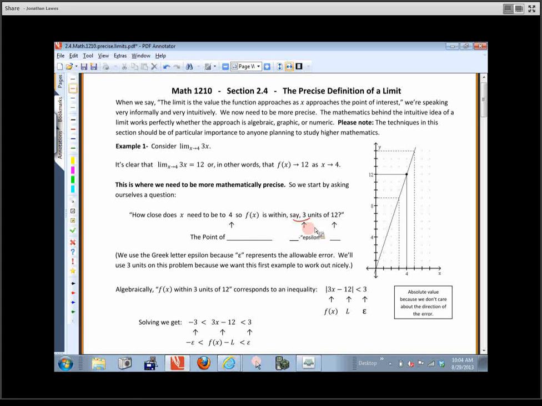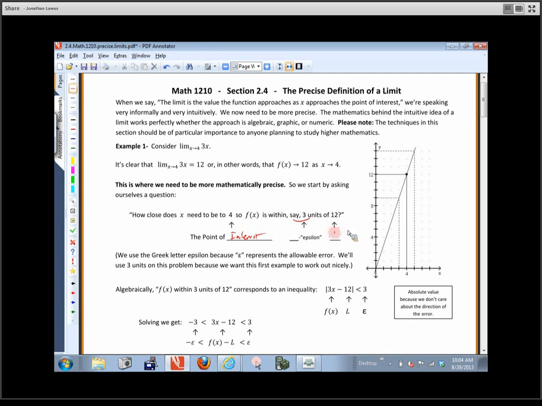How close does x need to be to 4 so f of x is within about 3 units of 12? If the point of interest is 4 and the limit is 12, how close do we need to be to 4 so that we're within about 3 units of 12? Okay, that's what we're going to start with. And the numbers for this are going to work out really nicely. Okay, so again, this is the point of interest.